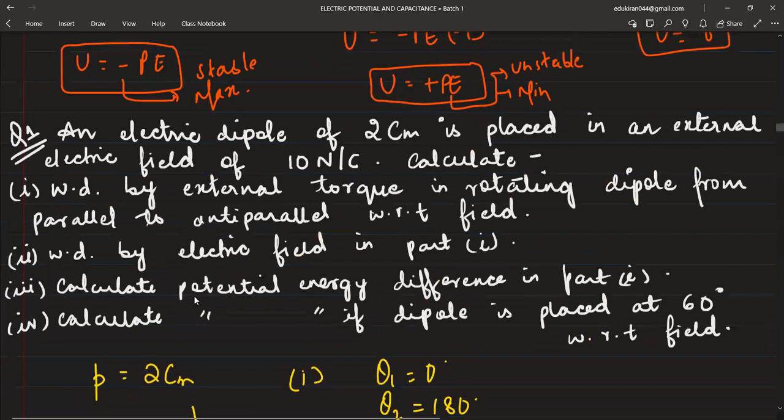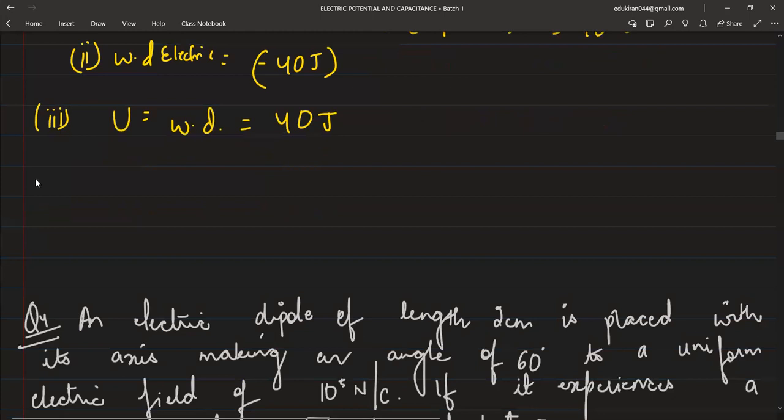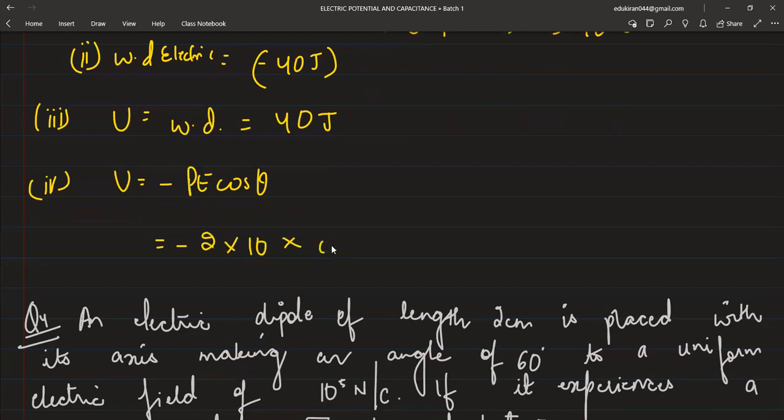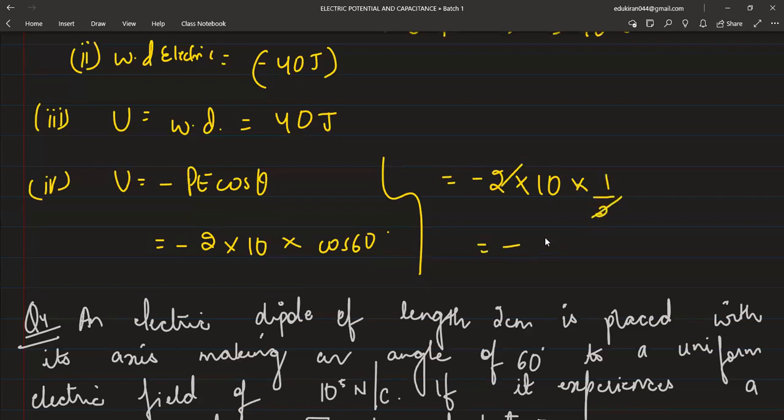Last part says calculate potential energy if the dipole is placed at 60 degree with respect to the field. Now see, the other angle is not mentioned. If it is not mentioned, you are going to use the formula minus P E cos theta. So this is minus 2 into 10 into cos 60 degree, so minus 2 into 10 into half. 2 gets cancelled. This is equal to minus 10. Write it. This completes potential energy.